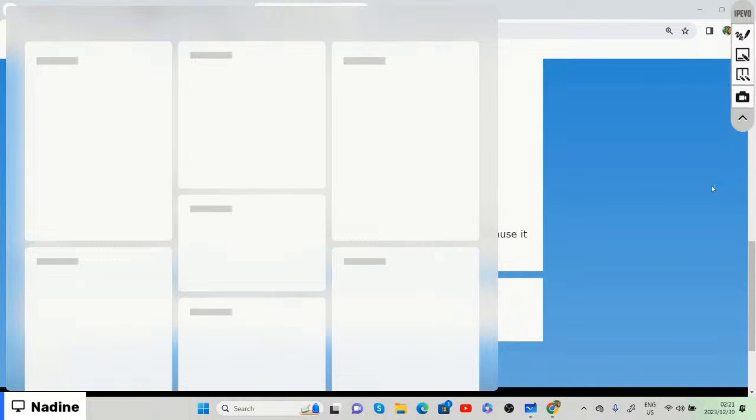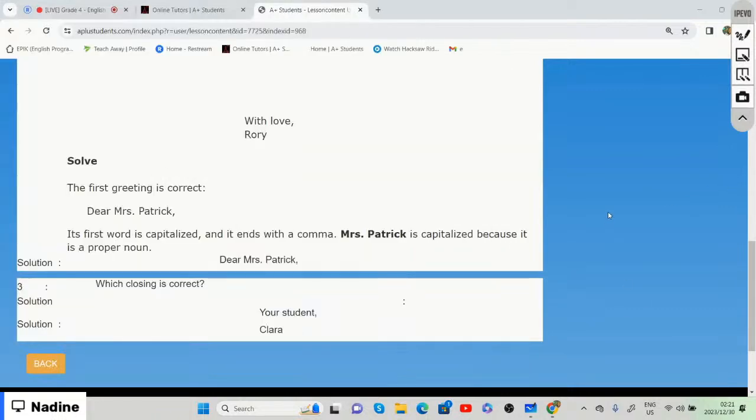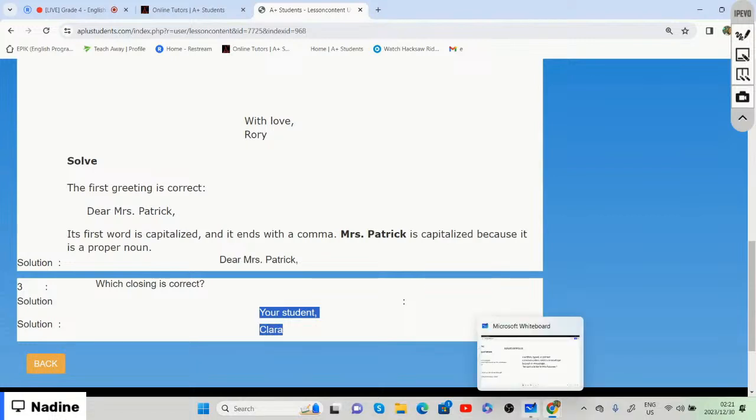All right, so now it says, which closing is correct? They're only giving us one, and it says, for example, Your student, Clara. Which means that Clara is a student who maybe either wrote to a supervisor or wrote to the lecturer.